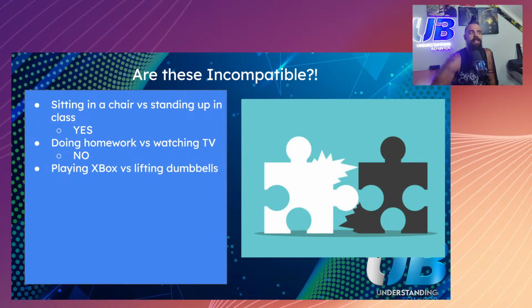Cool. How about this next one? We've got playing Xbox versus lifting dumbbells. Are these incompatible? Yes or no? What do you guys think? Yeah, to do a test on these too, you can kind of just simulate doing the two behaviors. Like, can I do these at the same time?